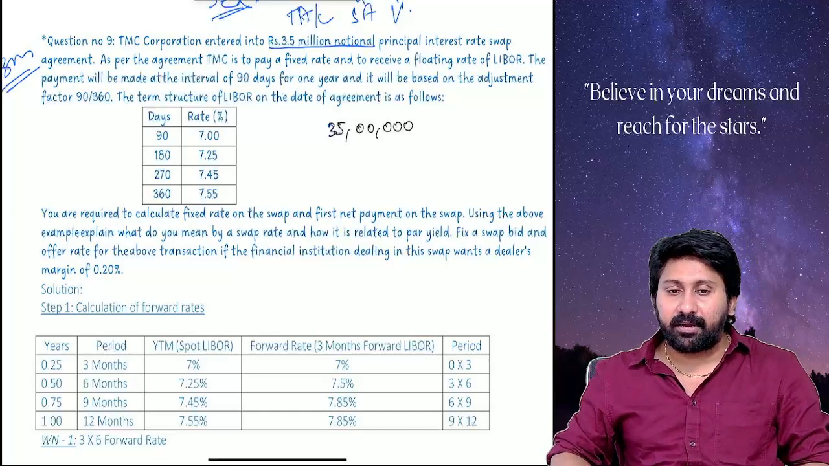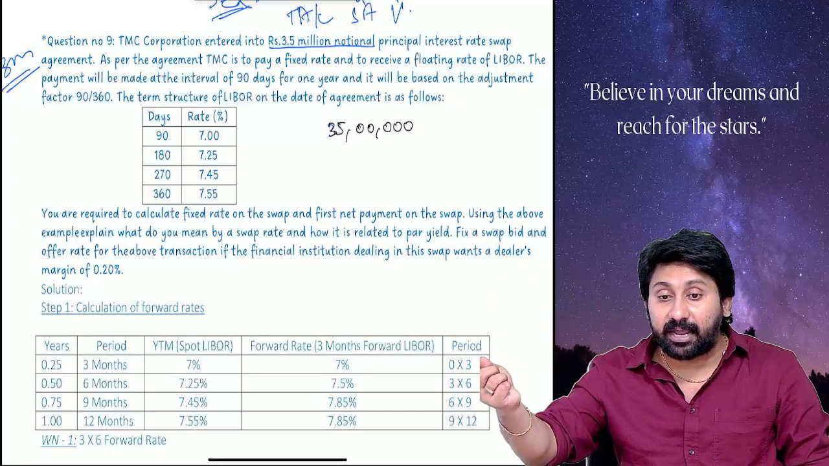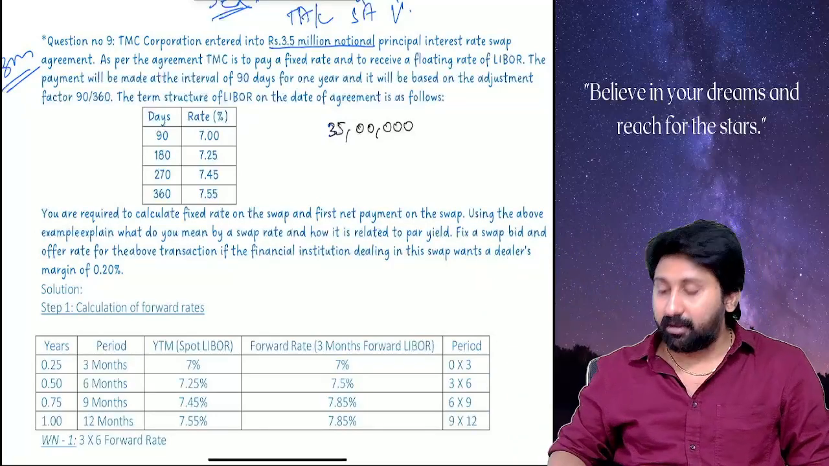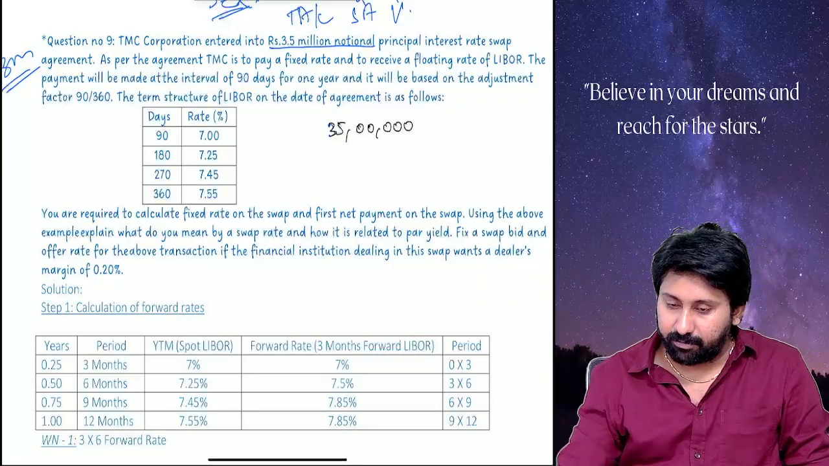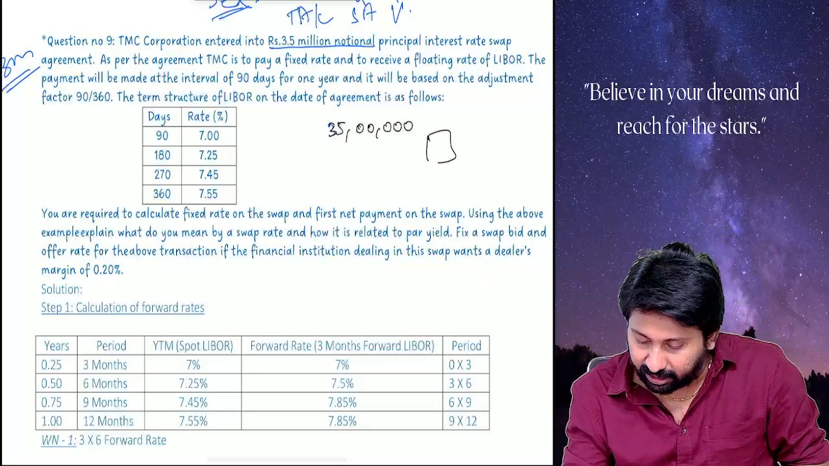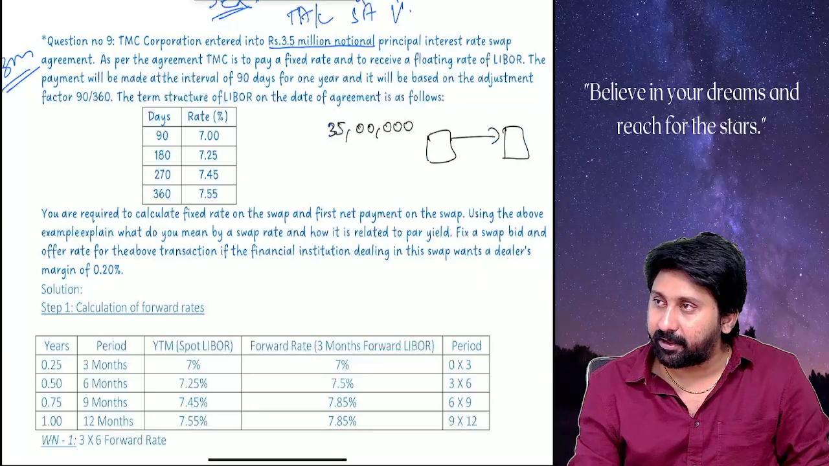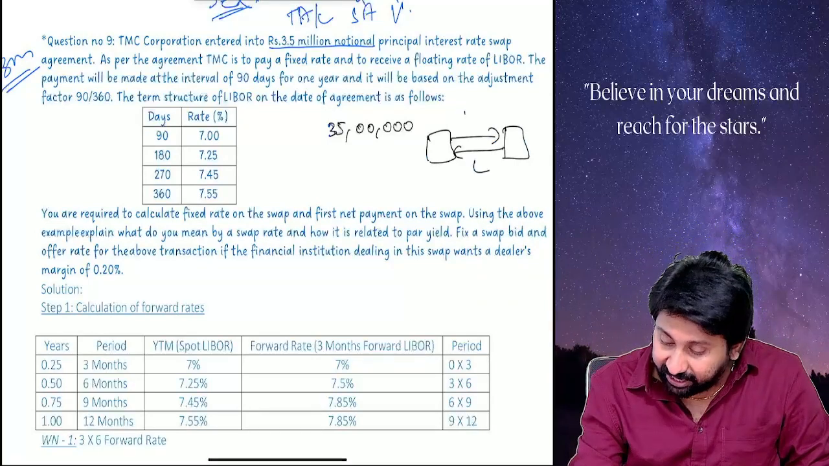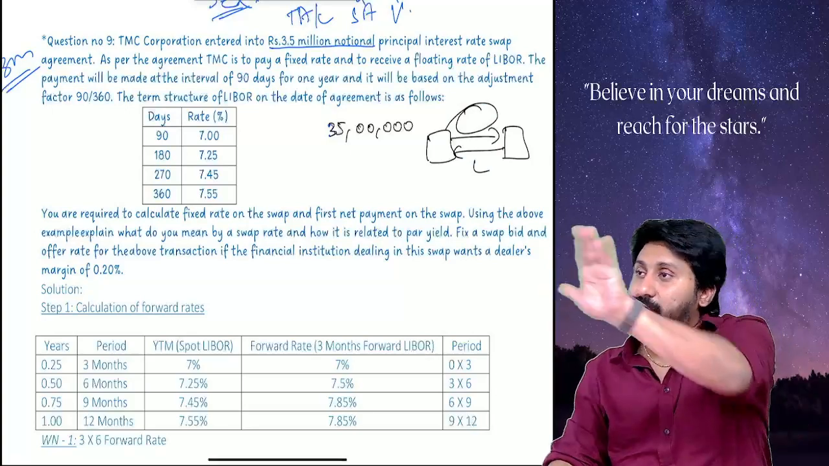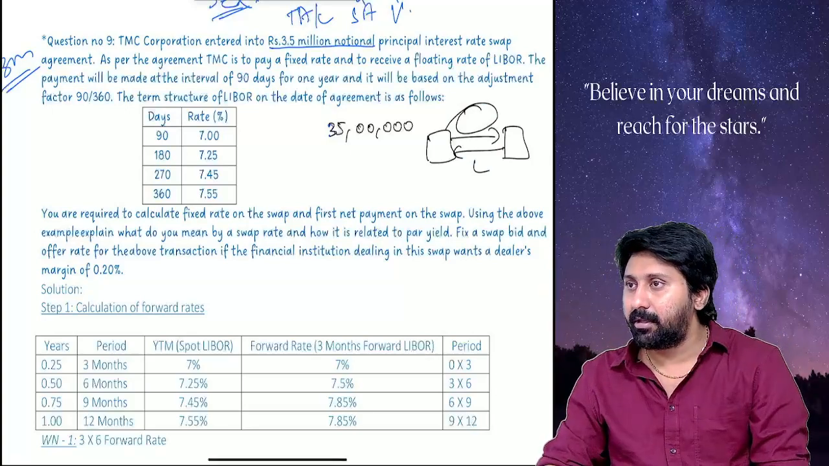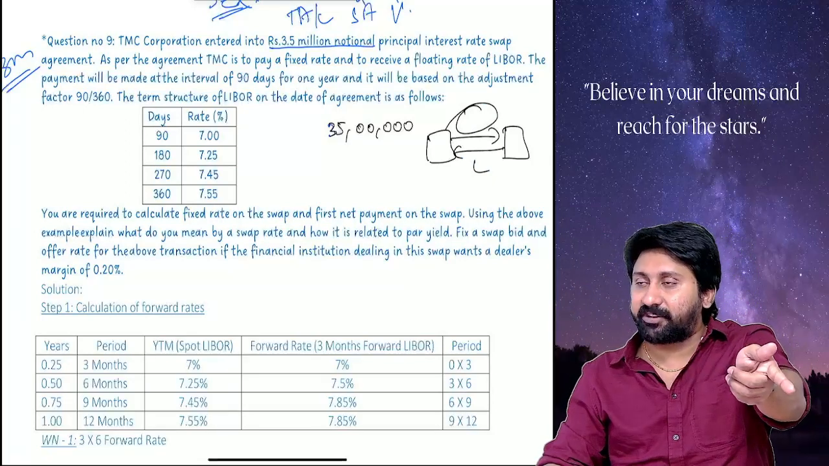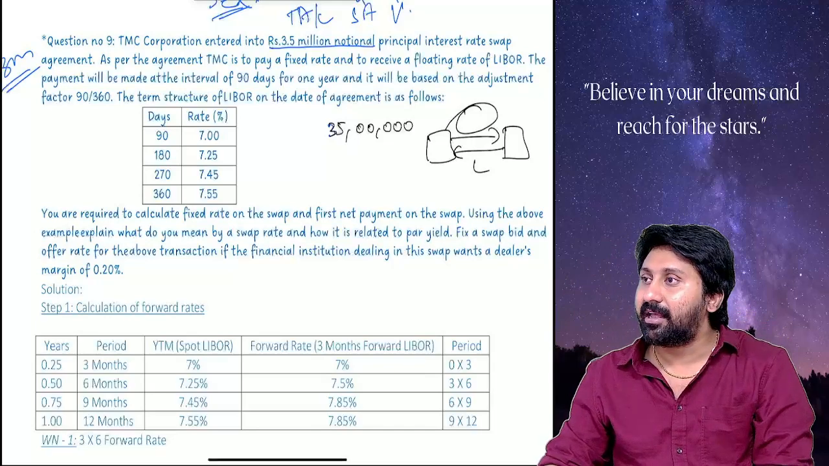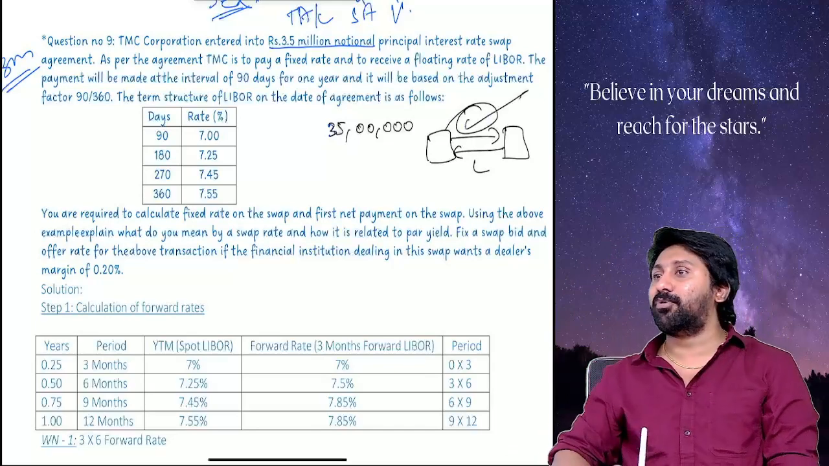As per the agreement, TMC is to pay a fixed rate and receive the floating rate of LIBOR. What is it going to pay? Fixed rate. What is it going to receive? LIBOR, the floating rate. What is the fixed rate here? In the previous question it was 7.75, or 7.5, or we calculated 7 for the first 3 years and 7.25 for the next 2 years. Like that, how much here? That is the question we are going to do now.